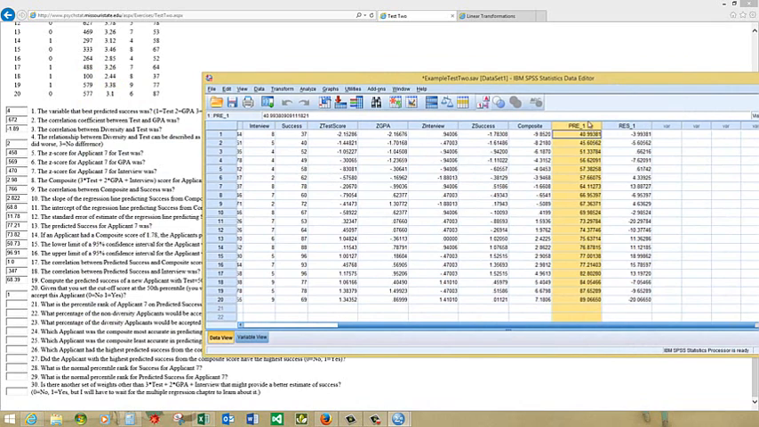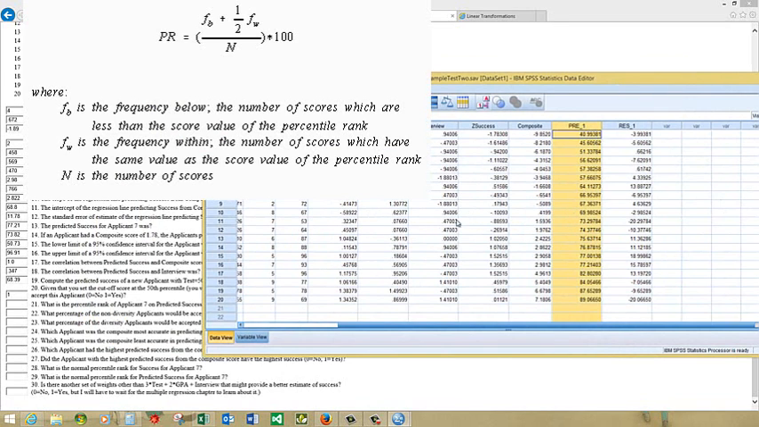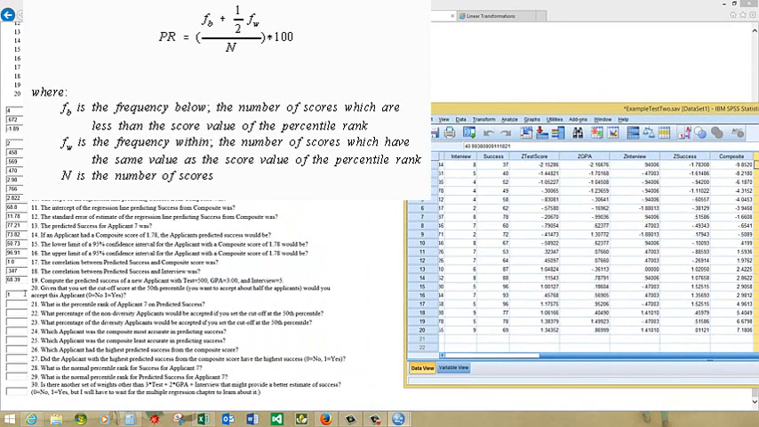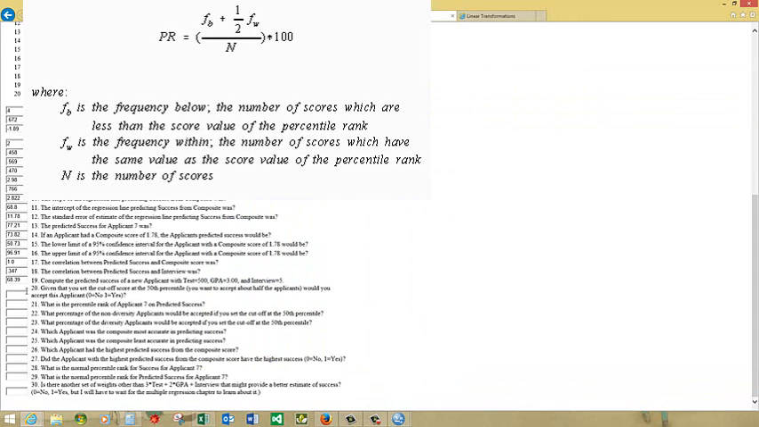Let's sort by predicted success. Our individual has a predicted success of 68.39, and we would want a predicted success of about 71. So we're going to say no. We would not accept that individual.